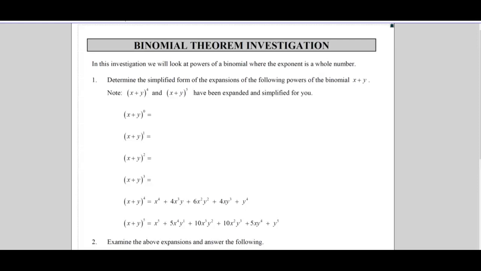So what's x plus y to the 0? Hopefully that doesn't take you too long. Yes, 1. Write it down. These aren't trick questions. They're just pretty easy.